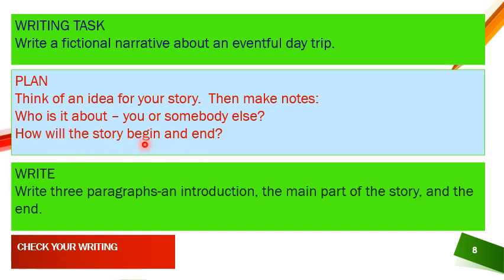So how do you want to begin a story? You need to think of the time when it happened, the place where it happened, and what happened at the end. So normally a story will have a happy ending or a sad ending, but it doesn't matter. Okay, so the easiest way is to have a happy ending. Okay, write 3 paragraphs: an introduction, the main part of the story, and the end. Okay, so in your essay, you need to have at least three: intro, main part, and the end. And finally, check your writing.